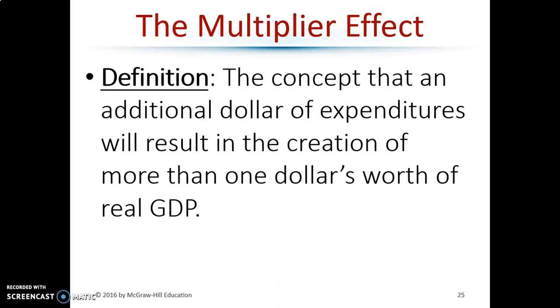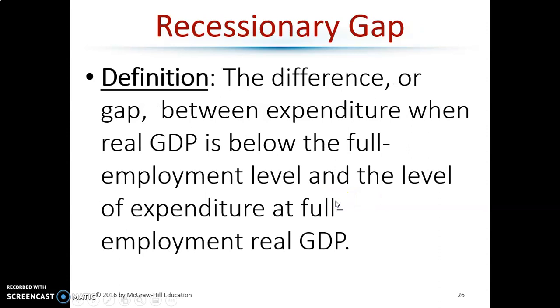And we don't want to overshoot the target because then we get inflation without any improvements in unemployment. You're not helping anybody, you're just hurting people when that happens. And if we're trying to reduce inflation by raising taxes, cutting spending, etc., obviously, we don't want to overshoot the target in that case where we're trying to decrease GDP because we'll decrease it so much that we'll have higher unemployment because of the multiplier effect, the concept that an additional dollar of expenditures will result in the creation of more than $1 worth of real GDP.